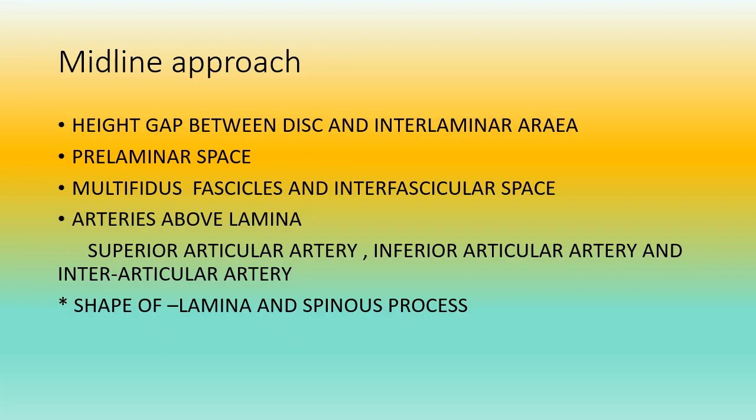There are certain things which have to be kept in mind: the height gap between the disc and the interlaminar area, the prelaminar space, multifidus fascicles and interfascicular space, arteries above the lamina like the superior articular artery, inferior articular artery, interarticular artery, and segmental artery. Then the shape of the lamina and spinous process.